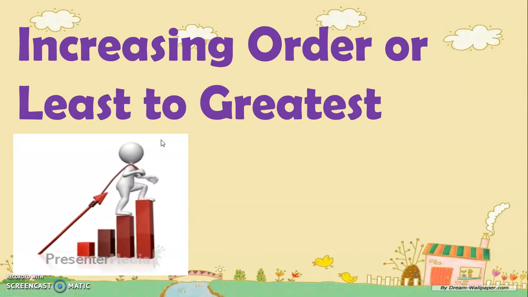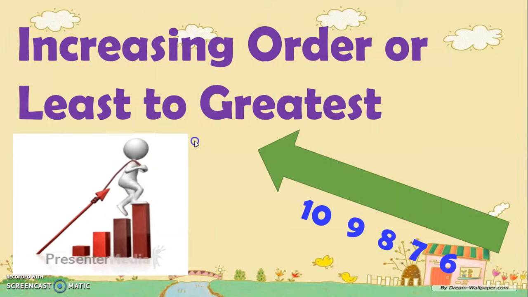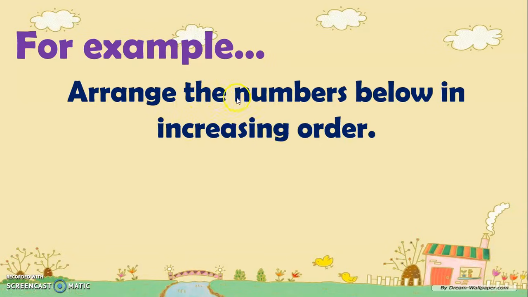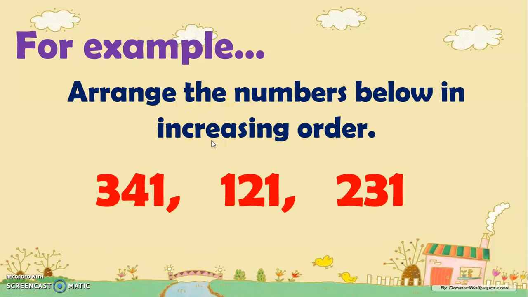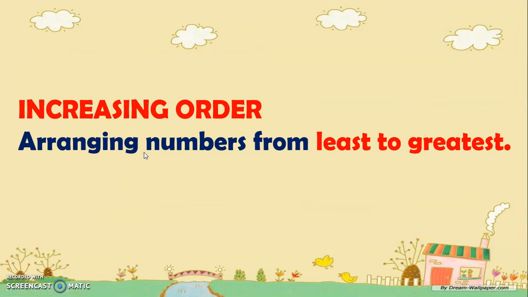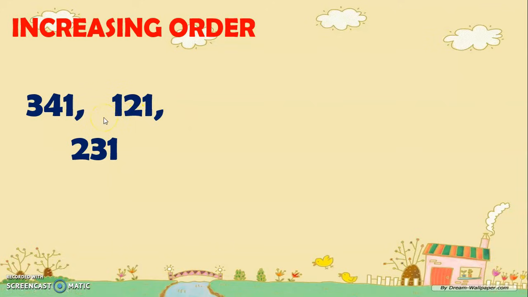Now let's go to the increasing order, or least to greatest arrangement of numbers. For example, let's arrange the numbers below in increasing order. We have 341, 121, and 231. Now, the increasing order of numbers is arranging numbers from least to greatest, or from the smallest to the biggest. Now, let's arrange the numbers in increasing order. So we have 341, 121, and 231.